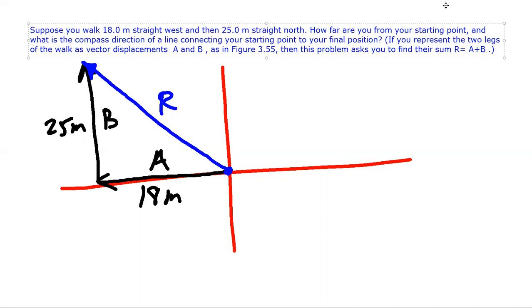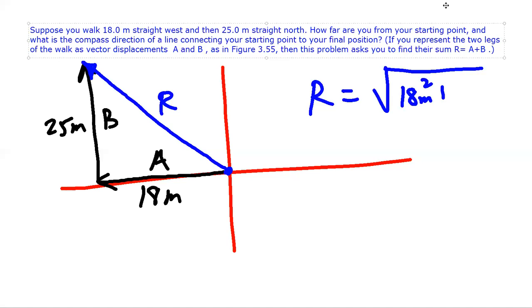So based on what we know, according to Pythagoras theorem, we know that r squared equals a squared plus b squared, which means r equals the square root of 18 meters squared plus 25 meters squared. And that is going to be 30.8 meters.